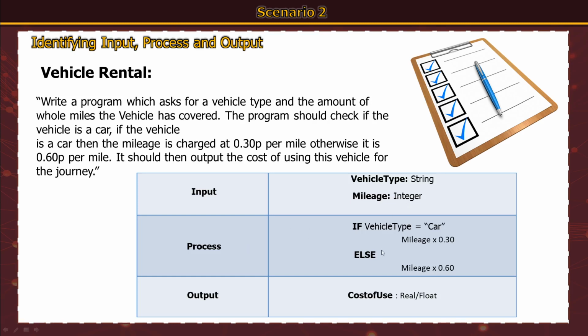The process here would be the mileage times 30, or the mileage times 60, depending on whether or not that condition is met. And then there we would output the cost, which would be the result of this one or this one, depending on which one it is, which would also be a real, because we're timesing by 0.30, there's a good chance that the result is going to be a decimal number as well. Okay, moving forward.